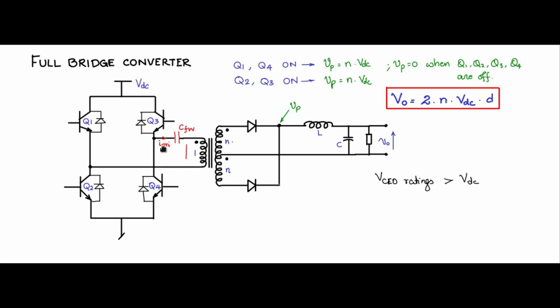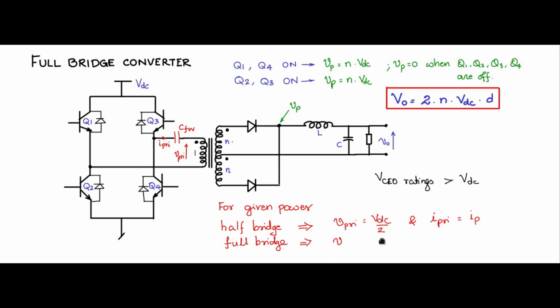Now let me mark I primary and V primary here, and what is the difference between half bridge and full bridge. For a given output power, let us say in the case of the half bridge, the primary voltage is VDC by 2, recall, and let us say the primary current is some value IP. For the full bridge case, for the same power, V primary voltage is VDC, that is fixed by the topology, and the primary current for the same power has to be half as that of the half bridge, should be IP by 2, so that the products VDC by 2 into IP and VDC into IP by 2 are the same to realize the same power.